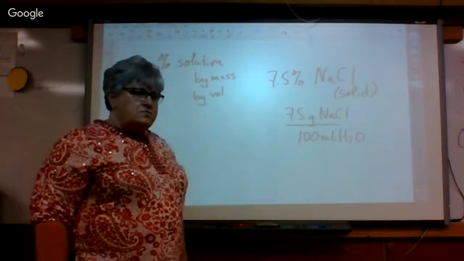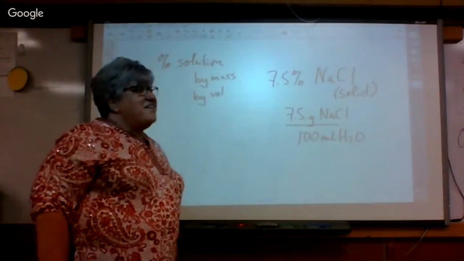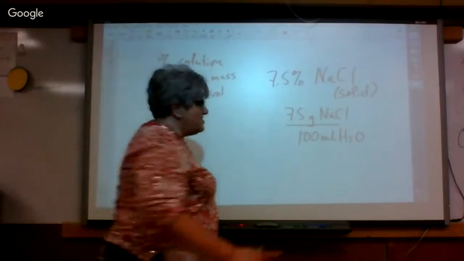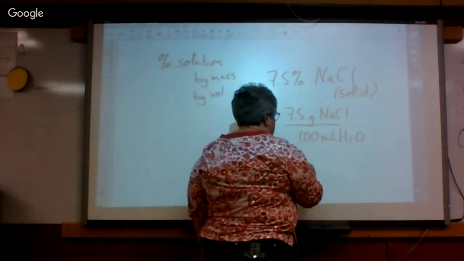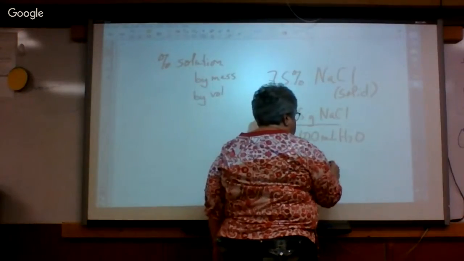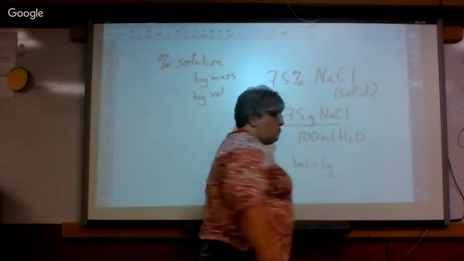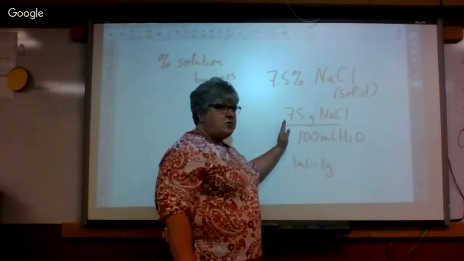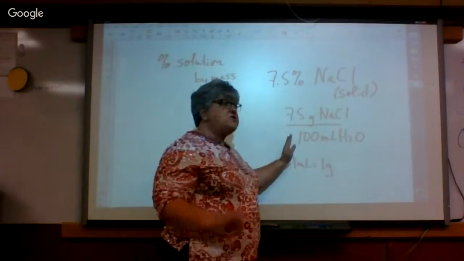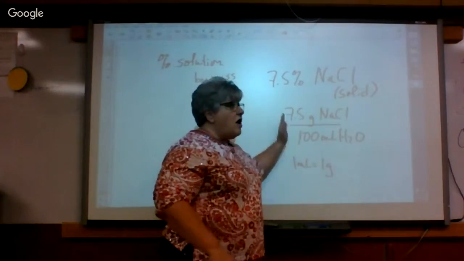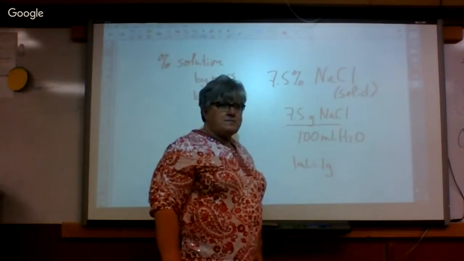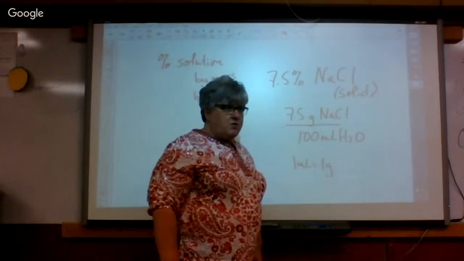We know, or maybe you don't, that the density of water is 1 gram per milliliter. So 1 milliliter of water is approximately equal to 1 gram of water. So if I have 7.5 grams of sodium chloride in 100 milliliters or 100 grams of water, I have my percent by mass. Does that make sense? Any questions with that at all?